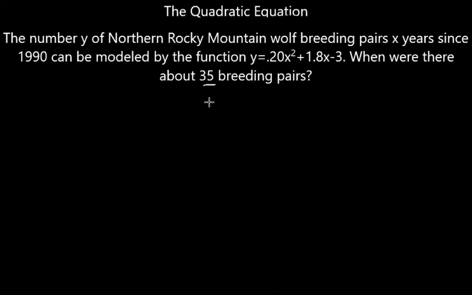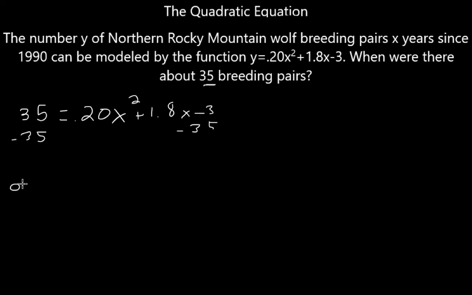So this tells me that I know what the y value is, because the y value refers to the number of wolf breeding pairs, and they want me to find the time, which I know is x. So I need to find out what x is, and I know y is 35, so I can plug that into my equation to get 35 is equal to 0.20x squared plus 1.8x minus 3. Now, we probably want to use the quadratic equation here because 0.20 and 1.8 aren't nice integers, so this is a pretty good clue that I should use the quadratic equation. But the quadratic equation only works if I have this equal to 0.